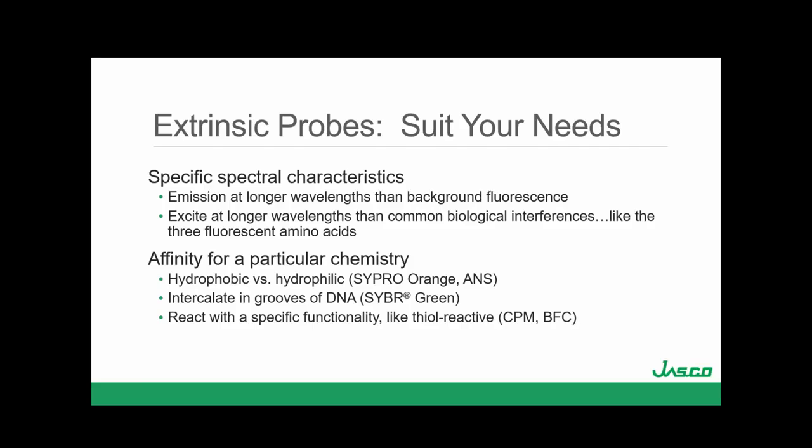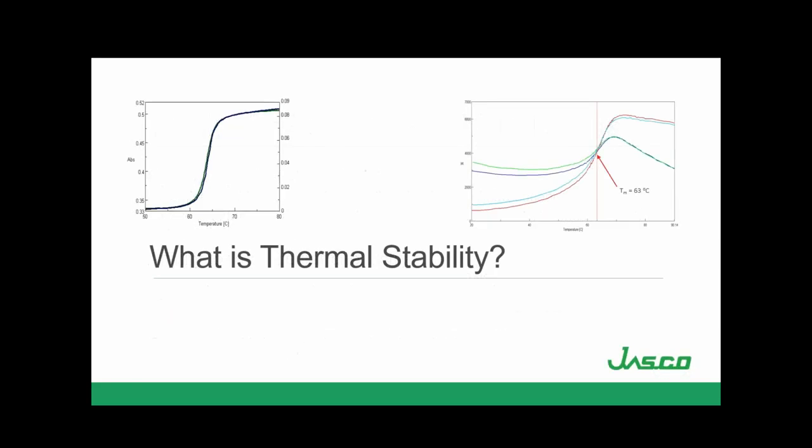DNA, we can monitor via UV-Vis, right, absorbance, but we can also use a fluorescence probe, SYBR Green, and intercalate in the grooves of DNA. We can choose to react with a specific functionality and use a thiol reactive probe with whatever alphabet soup letters of probe molecules that are there. There's a lot of them. And equally important is we can choose probes that have a high quantum efficiency or strength of emission, so we further enhance our sensitivity. Now that we understand that, let's take a look at thermal stability.